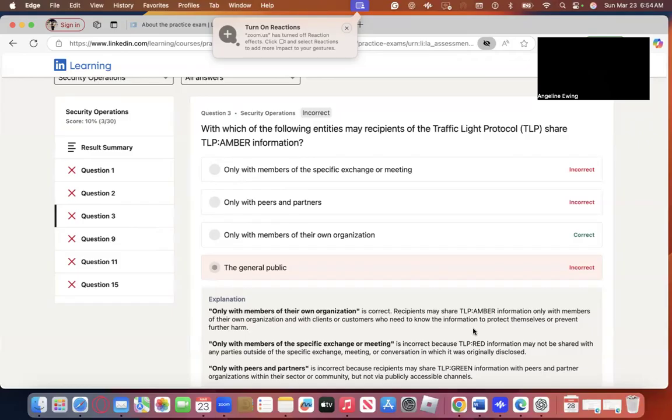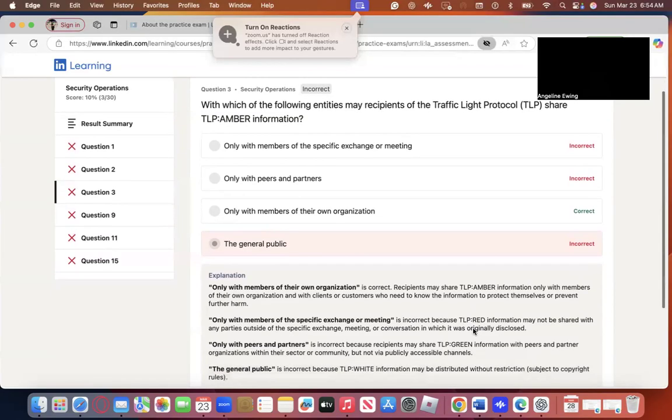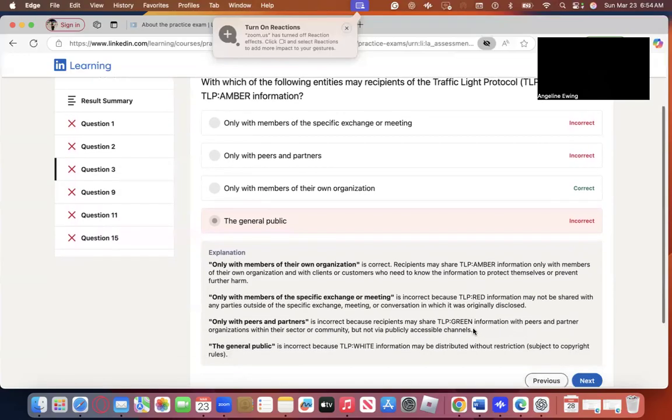On the other hand, TLP RED information may not be shared with any parties outside of the specific exchange, meeting, or conversation in which it was originally discussed. TLP GREEN information can be shared with peers and partners, and organizations within the sector or community, but not via publicly accessible channels. And TLP WHITE information may be distributed without restrictions, subject to copyright rules.